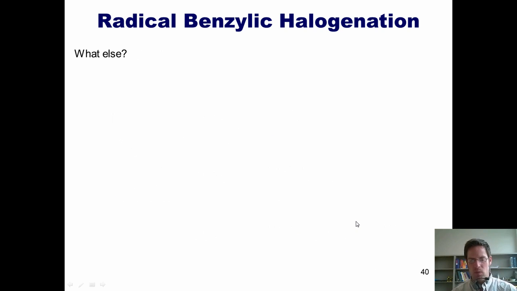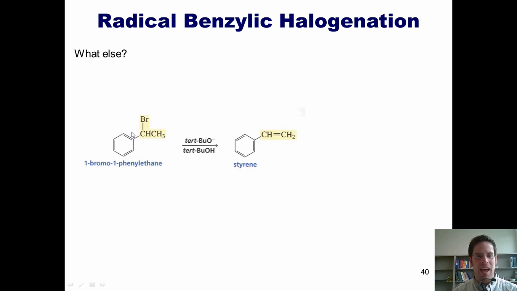Now, another cool reaction that we can do if we have a bromine at the benzyl carbon is an elimination reaction. Thus, if I have a carbon chain longer than one carbon, and I treat it with a big bulky E2 base, I can do an elimination, kicking off the leaving group to generate this product, which is called styrene.